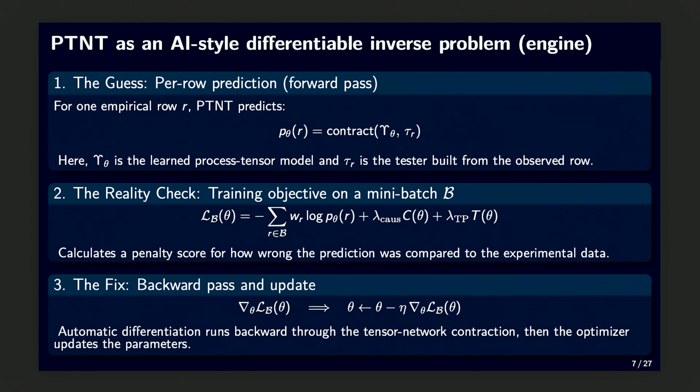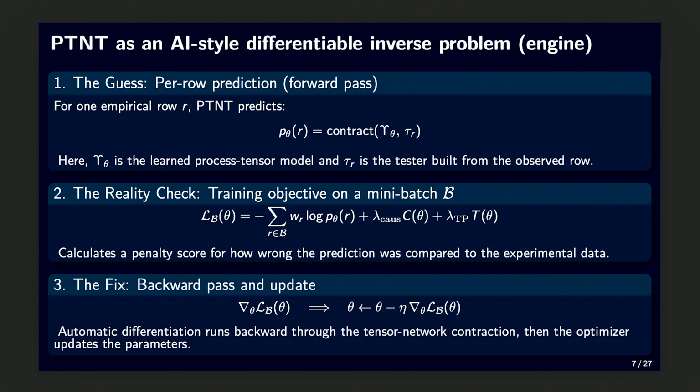PTT is acting as an AI-style differentiation inverse problem. This slide is the actual engine of our problem. We have 3 steps. The first step, like all AI problems, is that we are trying to guess. In the second step, we do a reality check with the loss function, and at the end, we fix the model by doing a backward pass and update.